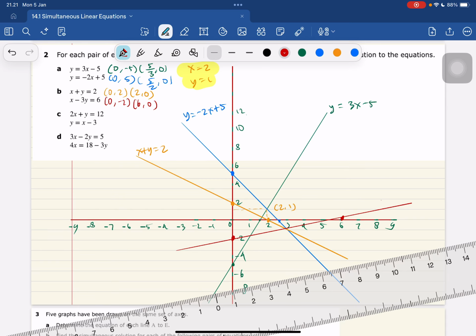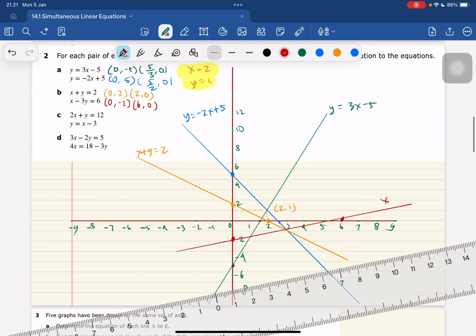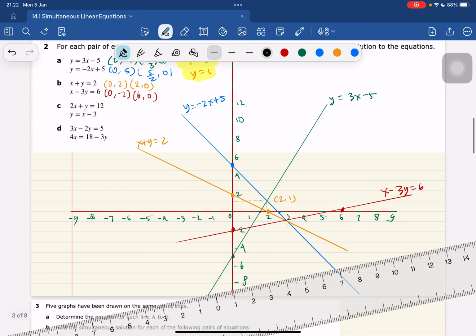Okay, so this is x minus 3y equal to 6. So what is the midpoint? Here, x equal to 3. And y, where is y? Equal to, here, minus 1. So x equal to 3, y equal to minus 1. Okay, mark.